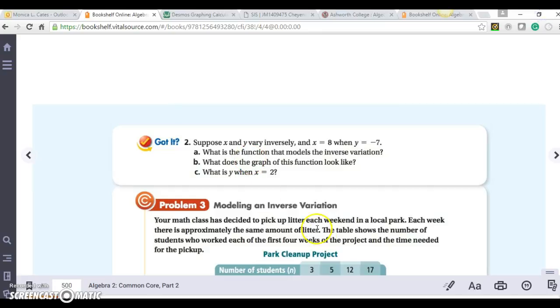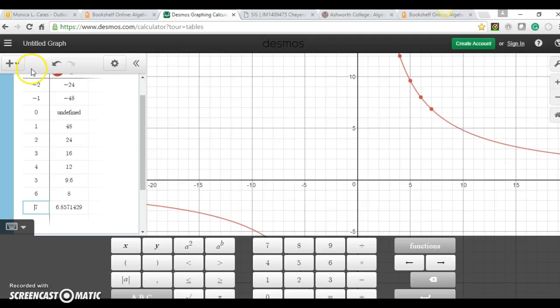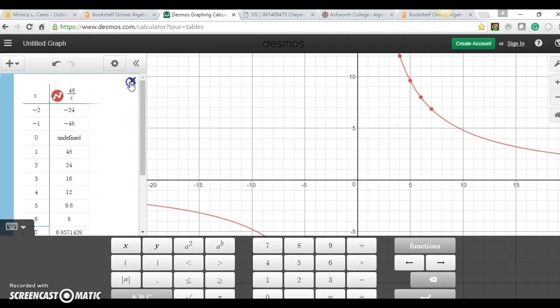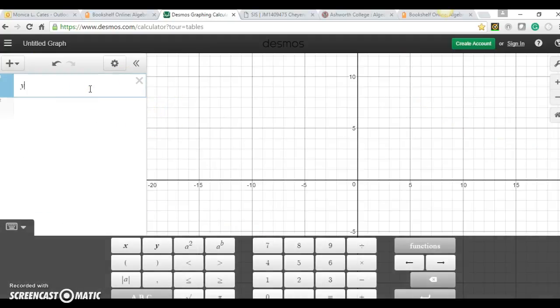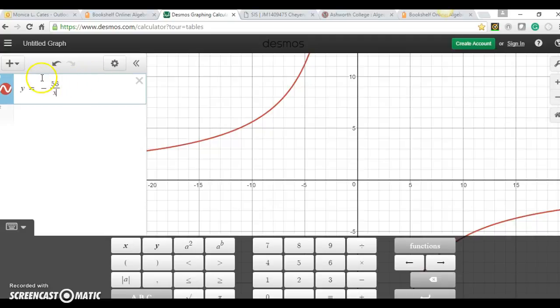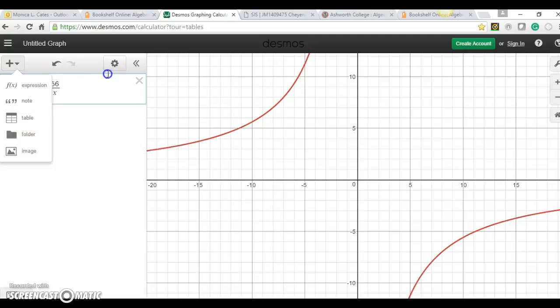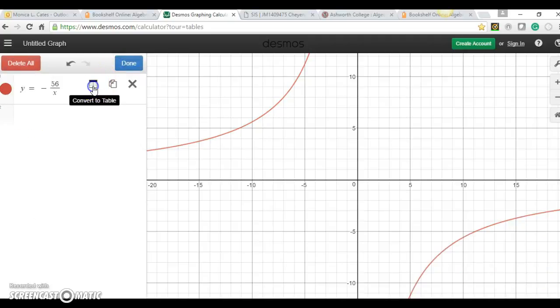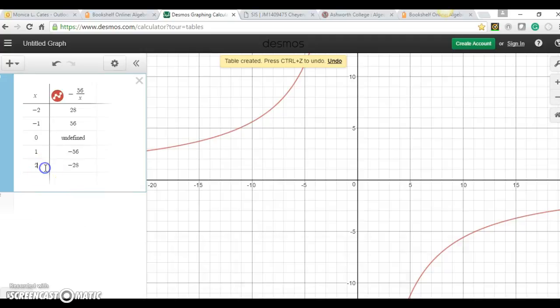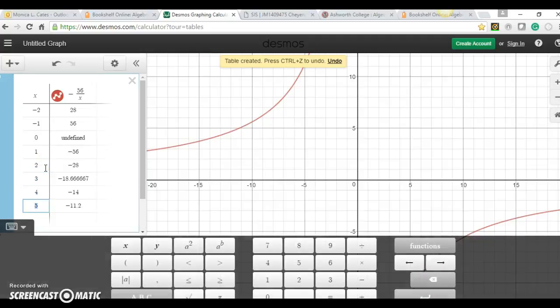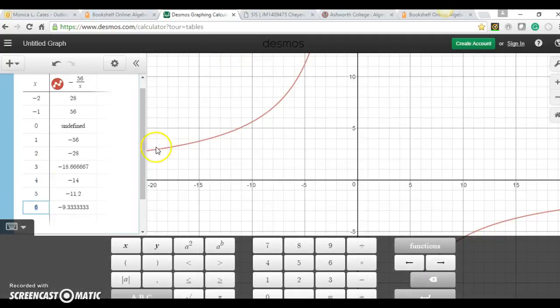Okay? And then it says, what does the graph of the function look like? I can easily put that in my graphing calculator at www.desmos.com. So that's y equals negative 56 over x. And I can also add my table, and I have a few values there, and I get my graph.